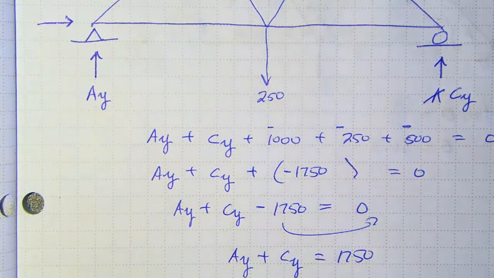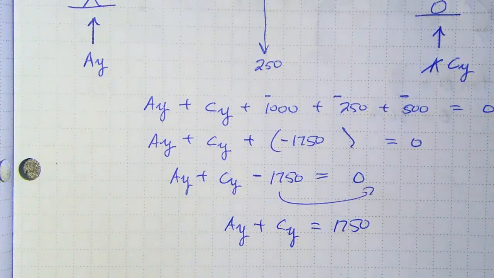So of course that means we really don't know anything yet. We know A sub Y plus C sub Y equals 1,750, but we really don't know what each of those are individually. We'll have to do that in another video.